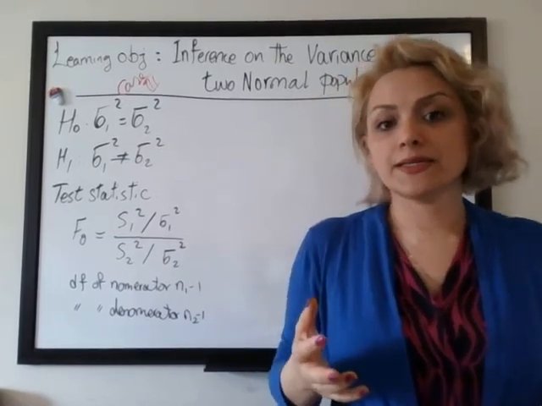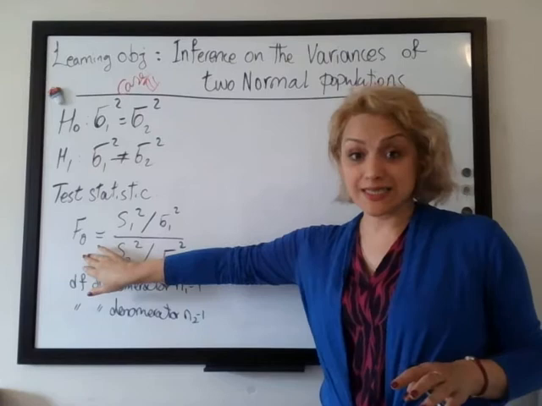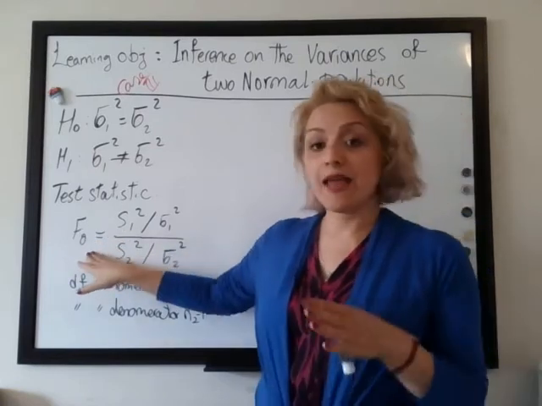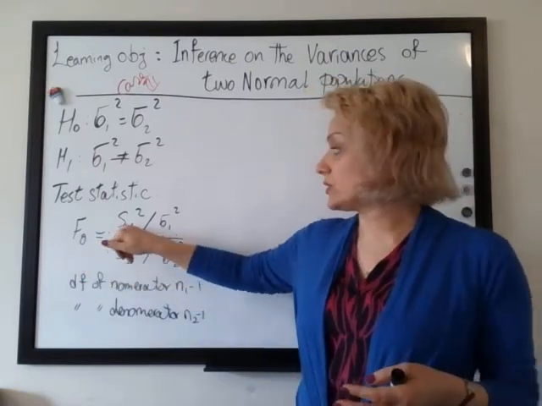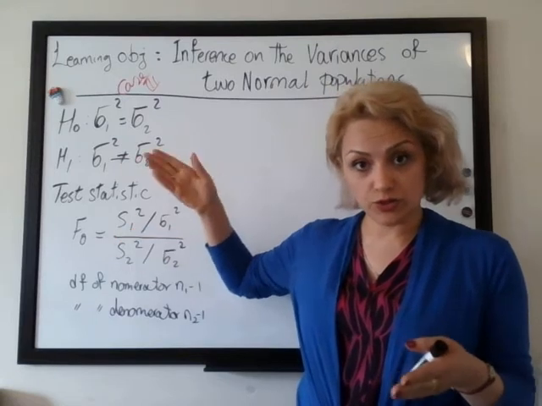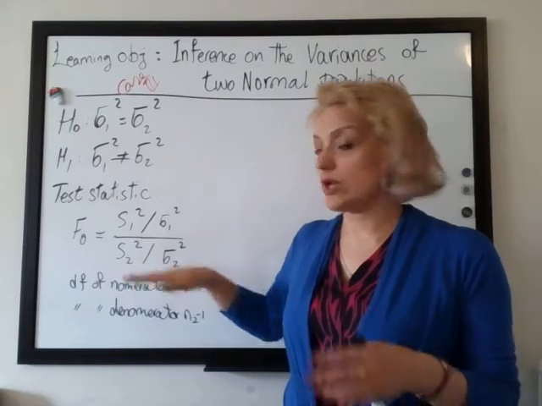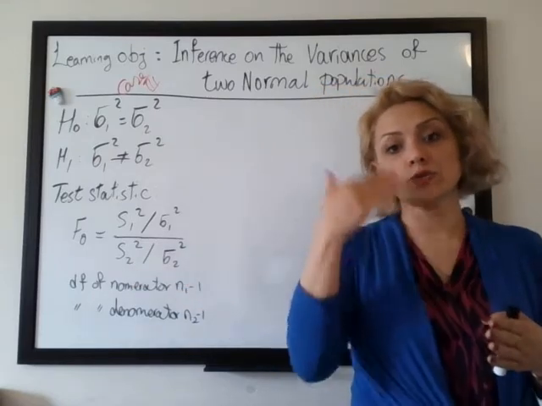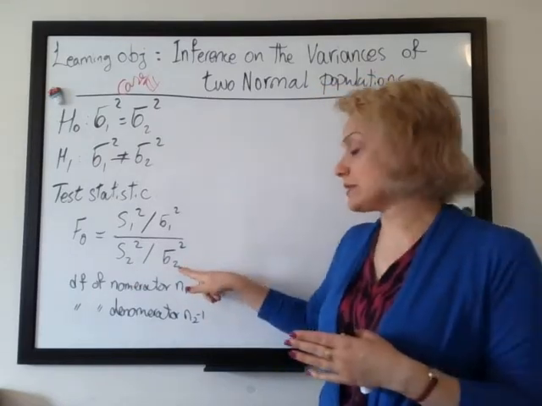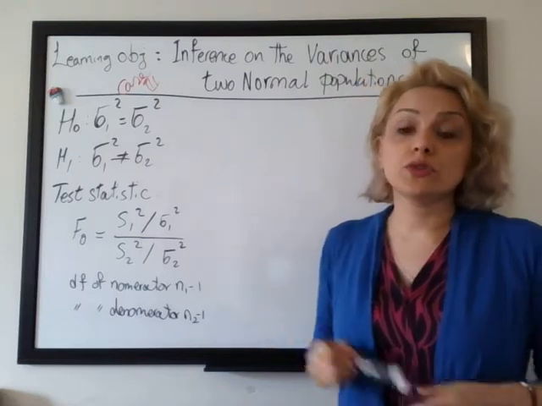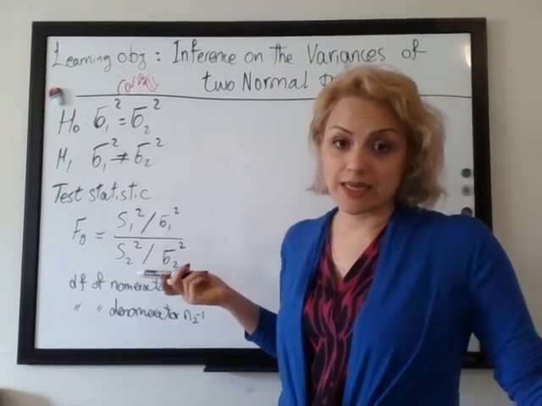When we want to develop the test statistic, we would say that F observed is equal to S1 power 2 divided by sigma 1 power 2, divided by S2 power 2 divided by sigma 2 power 2. So that's for the test statistic.